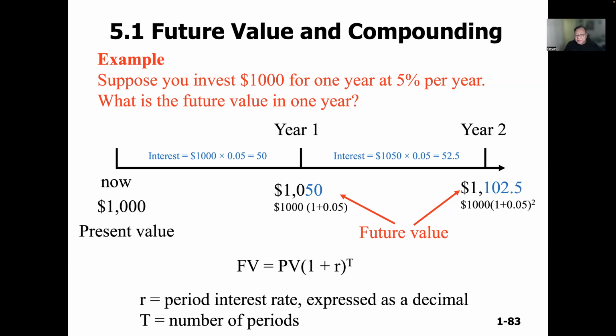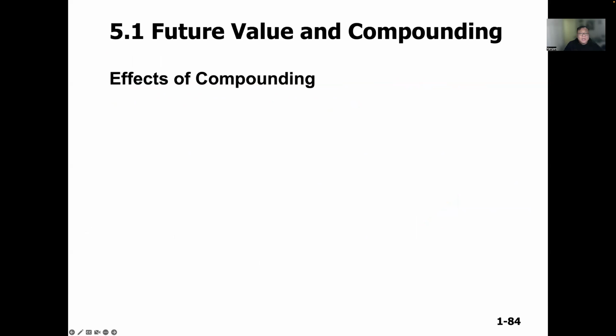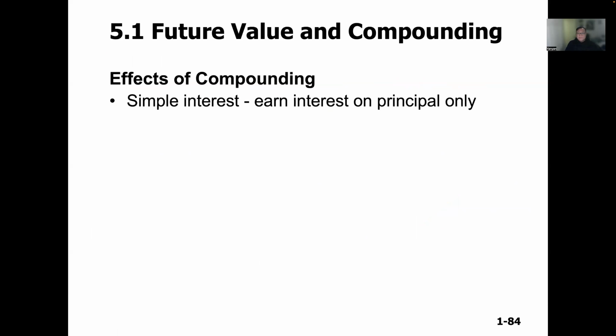T is the number of periods. In this case, the period is based on year, right? So it's the number of years. Okay, T here is 1 for the first year's future value, and T equals 2 is the second year's future value, okay? So this factor, 1 plus r to the power t, is called a compounding factor, okay? The effect of compounding, okay?